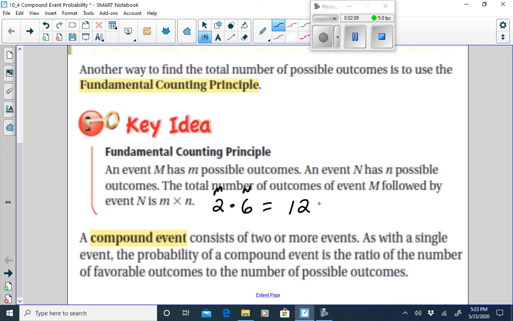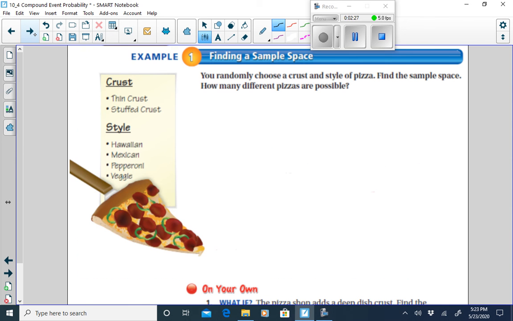All right, rather simple. A compound event consists of two or more events. And that's when we're going to use the counting principle, or find the sample space. As with a single event, the probability of a compound event is the ratio of the number of favorable outcomes to the number of possible outcomes. Okay? Let's take a look at some problems.